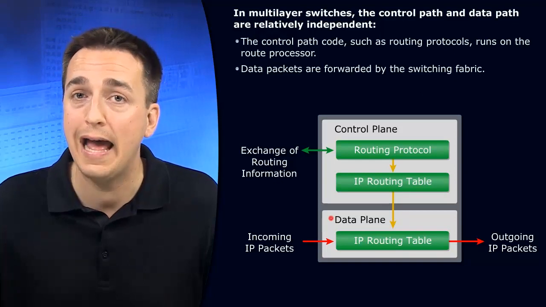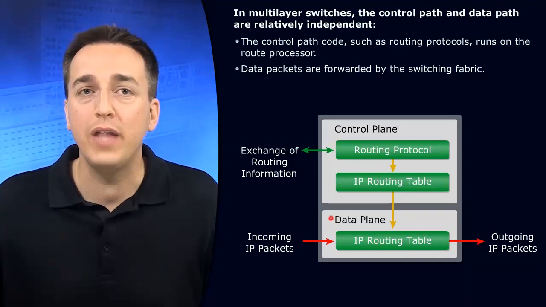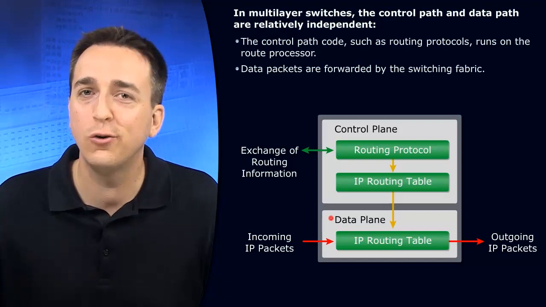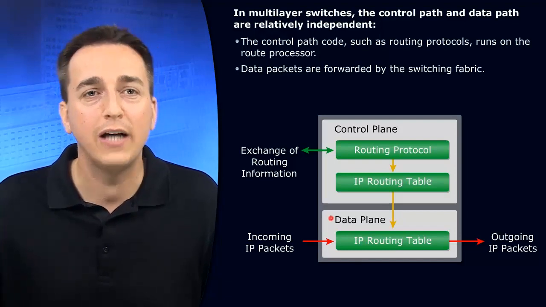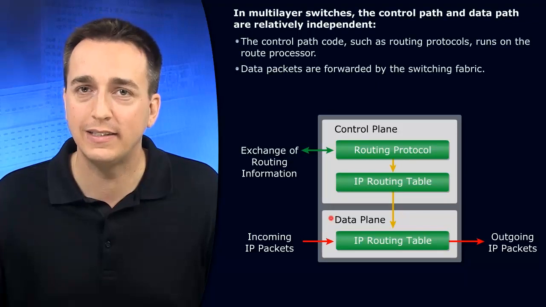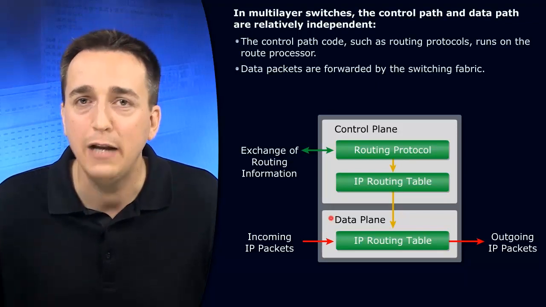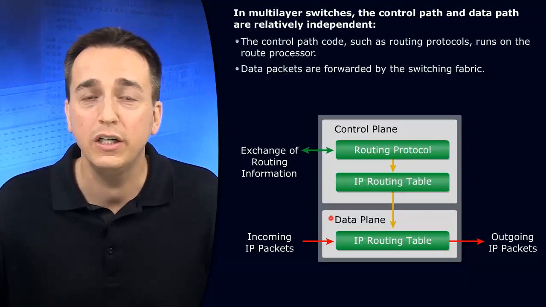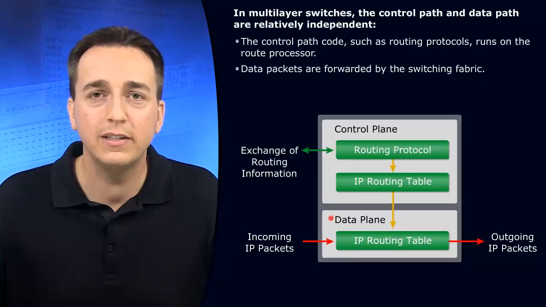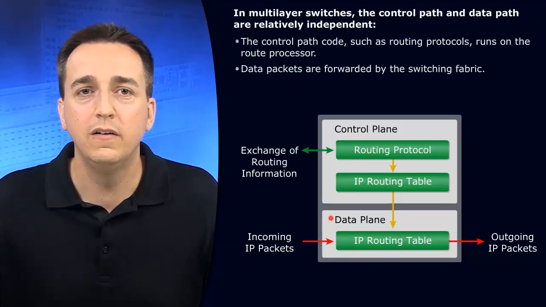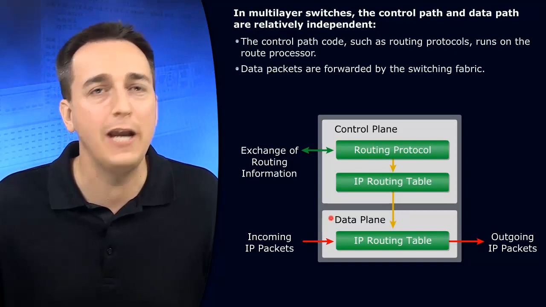We would prefer to have the information that is created at the control plane stored at the data plane. So that way, as packets arrive ingress on an interface at the data plane, they can be efficiently and quickly switched from that ingress interface to the egress interface by simply doing lookups in the data plane.